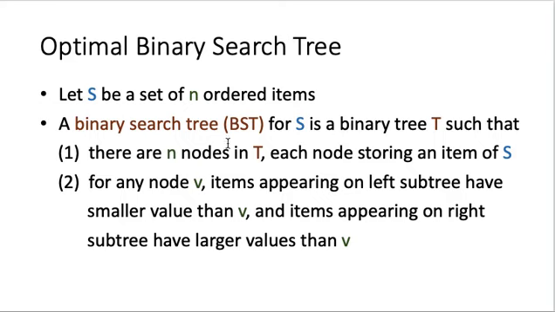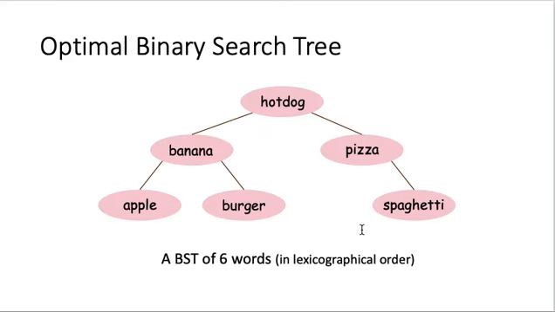A binary search tree corresponding to the set of items S is a binary tree, let's call it T, such that there are exactly n nodes in T, one node corresponding to one item of S. And for any node V inside the tree, items appearing in the left subtree of V will be smaller, and items in the right subtree of V will be larger than V. So we have the following example.